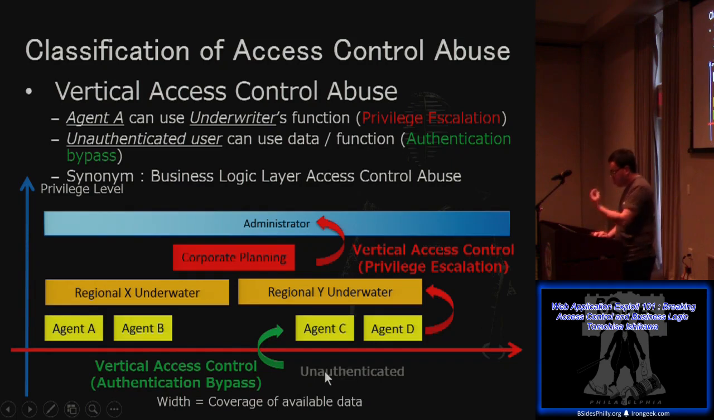An unauthenticated user can abuse the function of an authenticated user. For example, an unauthenticated user accesses some specific URL and then can see the agency data. Sometimes we say this is an authentication bypass. This is another type of access control abuse. Another synonym is that some people call this business logic access control abuse. There are a bunch of words, but this is the basic concept of vertical access control abuse.